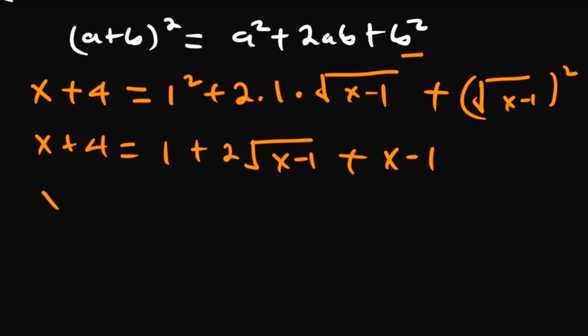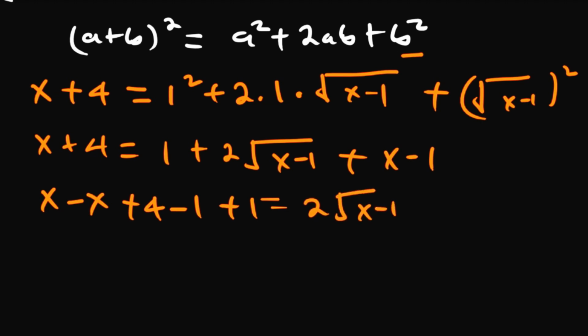So we have x, then we bring this other x to the left, so minus x, then we have plus 4, then we can take this one also, so minus 1, take this negative 1, so that is plus 1 is equal to now 2 times the square root of x minus 1. So if we simplify the left hand side, x minus x is 0. 4 minus 1 plus 1 is 4. So we have 4 is equal to 2 times the square root of x minus 1.